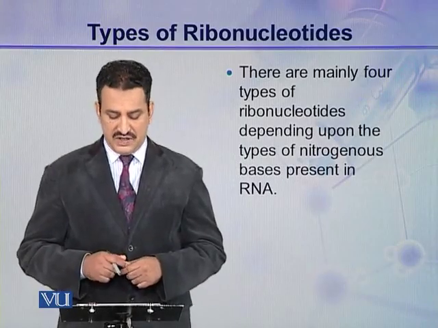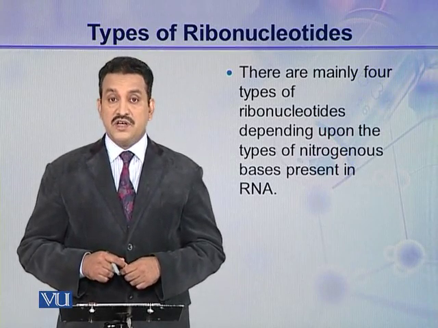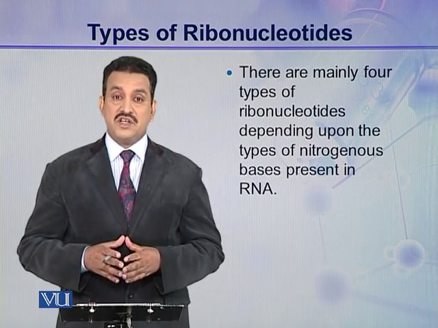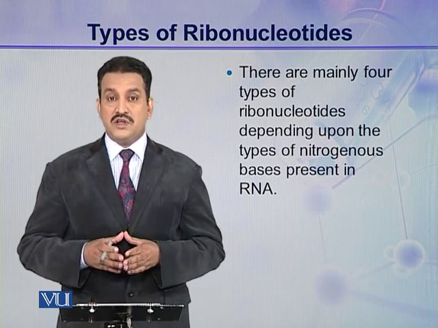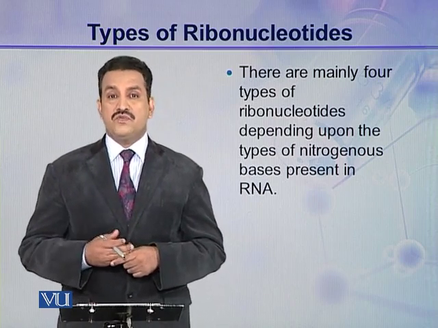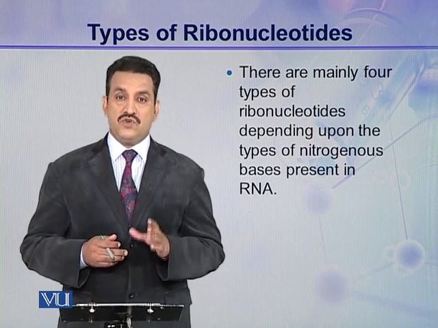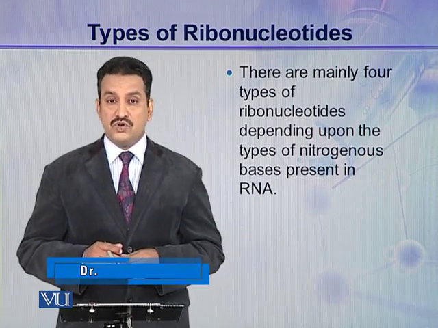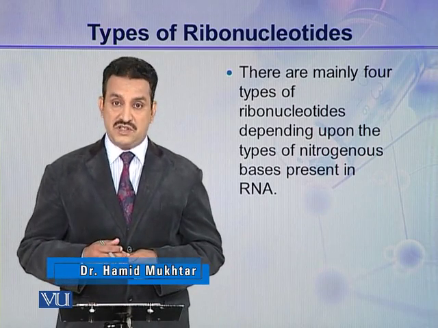There are four main types of ribonucleotides present in the cells, and it depends upon the types of nitrogenous bases present in a ribonucleotide. You know the structure of a ribonucleotide. There are three components. One is pentose sugar, ribose sugar, the other one is phosphoric acid, and the third one is nitrogenous base. The two components, that is phosphoric acid and a ribose sugar, are the same in all the ribonucleotides, and the only difference is in the nitrogenous base.